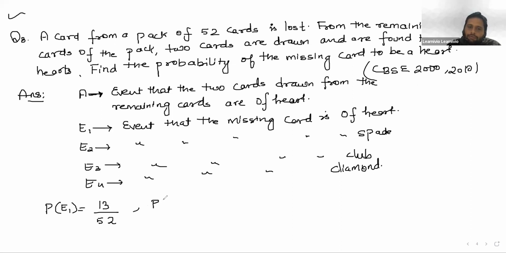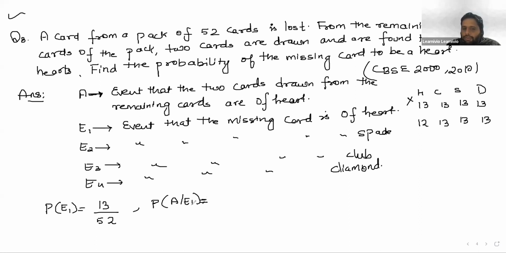Clear? Yes, sir. Okay, now what is P(A/E1)? What is P(A/E1)? What does P(A/E1) mean? So, if we write here, we have a heart, a club, a spade, and a diamond: 13, 13, 13, 13. A by E1 means E1 has already occurred. So what is E1? Missing card is of heart. So that means one card is already lost. So what is the remaining count? 12. 12 hearts will remain, and 13 and 13.